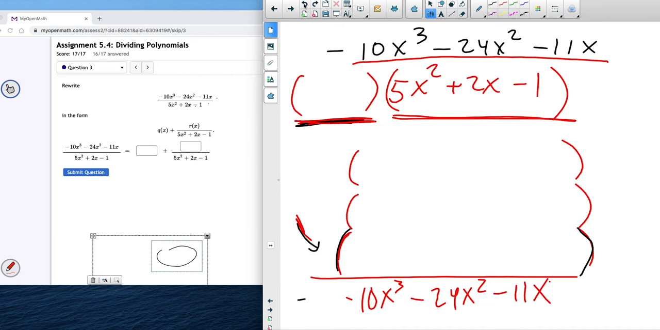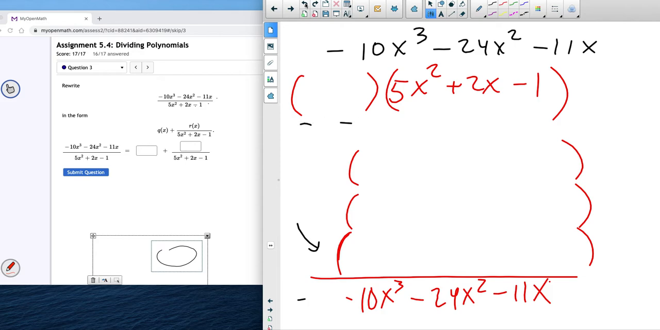Okay, but I hope you can understand that the only way to get, just erase all this stuff I just put on. The only way to get a negative 10 here, 10x cubed, is I'm taking this times this. So what number would I put here to take it times 5x squared to give me negative 10x cubed? All right, so hopefully you can see that. That's going to be negative 2x. Okay? So this times this equals this.